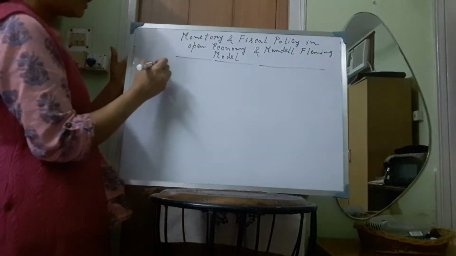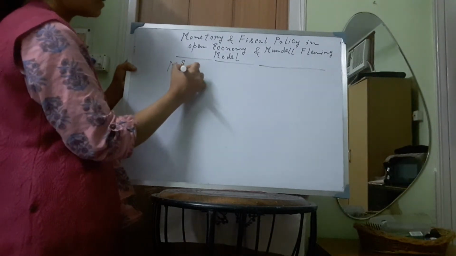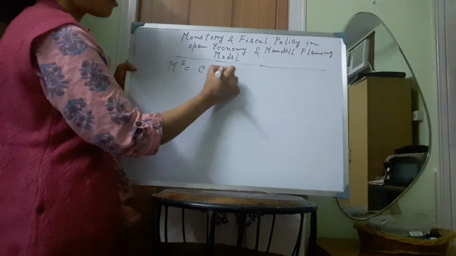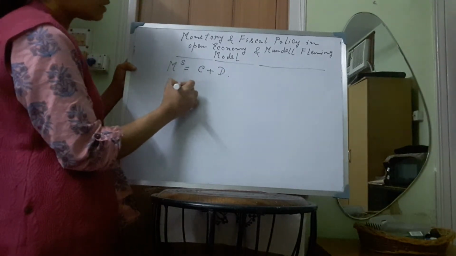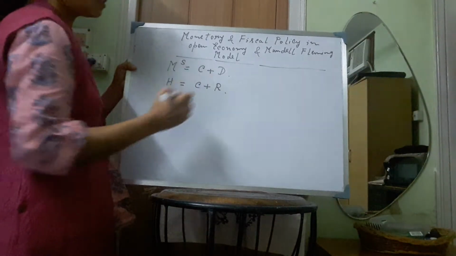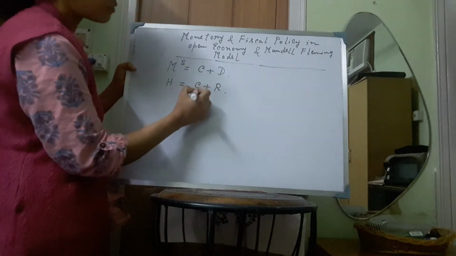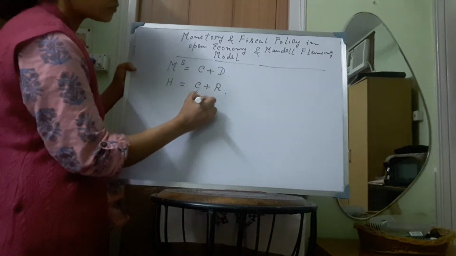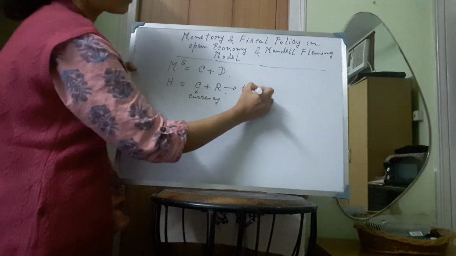Now from the theory of money supply we know that total money supply is currency plus deposit. And what is the high powered money? The high powered money is equal to the currency plus reserves. So high powered money is the sum of the currency and the reserve. So this is currency in circulation and this is the total reserves.